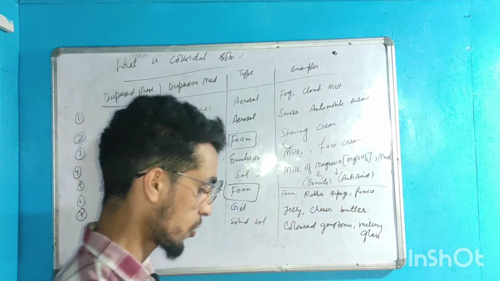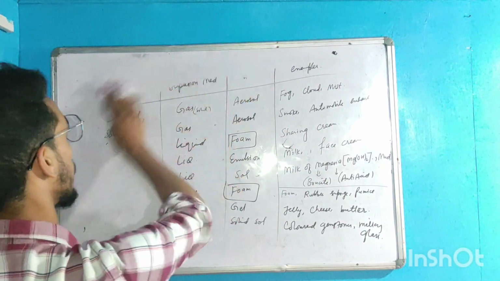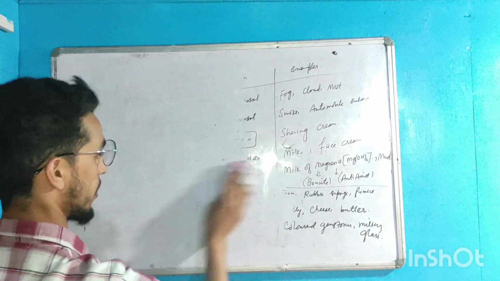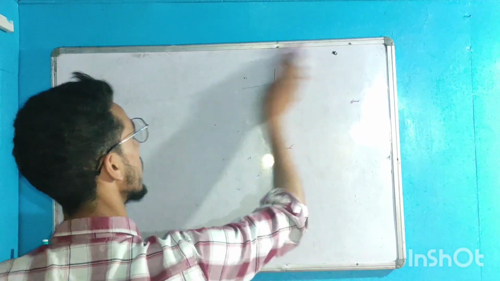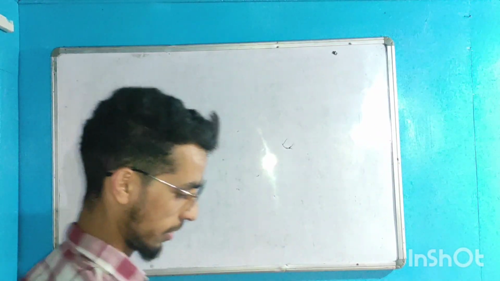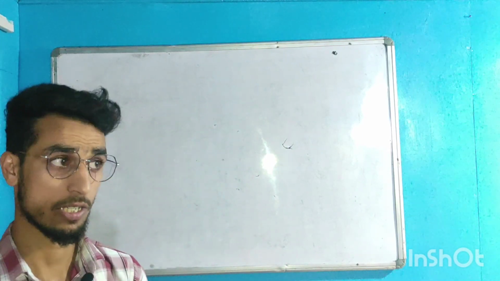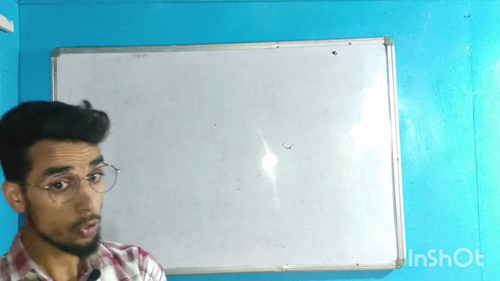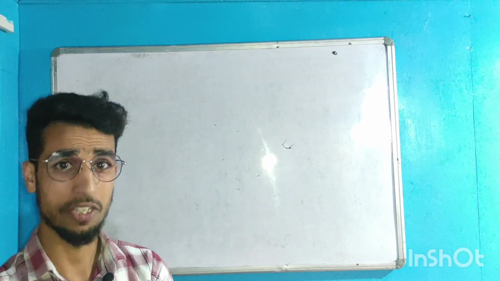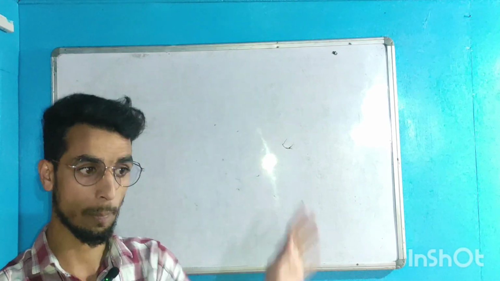Now our last topic is suspension. First we'll understand the concept of suspension. Then we'll move towards the next topic. A suspension is a heterogeneous mixture, just like a colloidal solution, in which the solute particles do not dissolve, but remain suspended. Suspension means suspended. They remain suspended throughout the whole bulk of the medium.